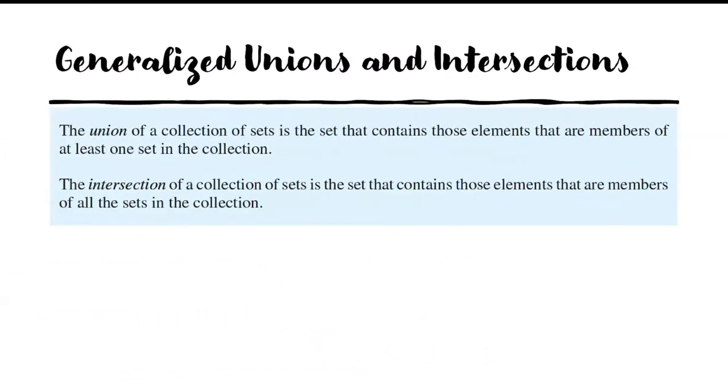Now we will generalize the union and intersections on a collection of sets. So if you take the union of a collection of sets, then the set contains the elements that are members of at least one set in the collection. So if you just union a bunch of sets, your union will contain all the elements that belong to at least one of the sets, right? It should make sense here, since you are taking the union. And the intersection of a collection of sets will be the set containing the elements that are members of all the sets, that belong to all the sets.